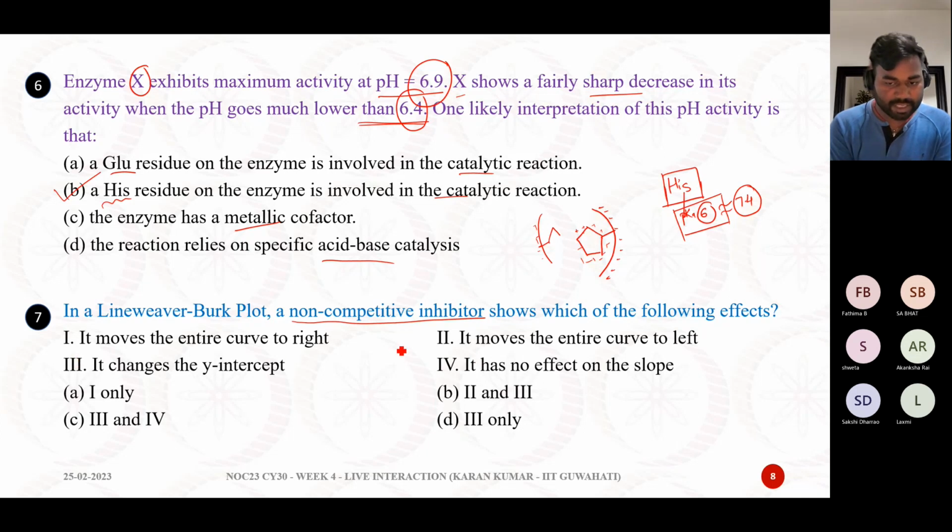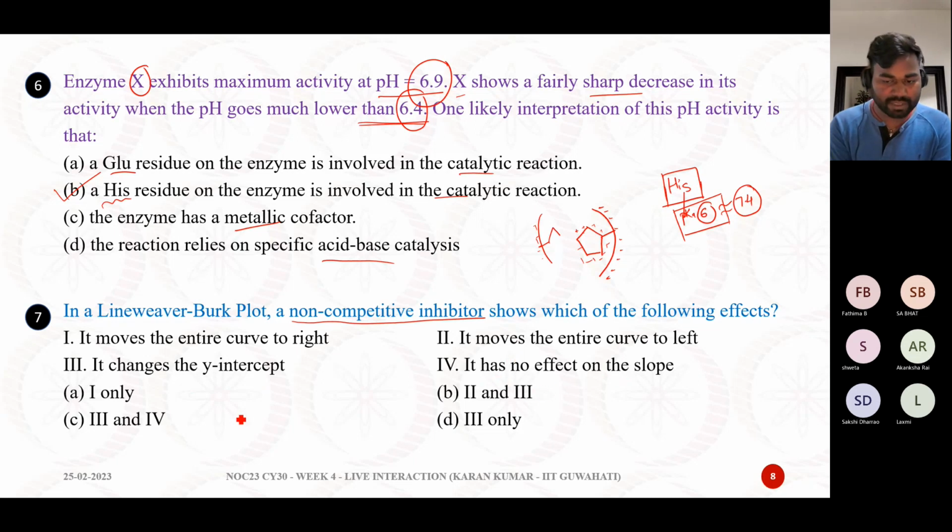These are the four statements that might be true or not, and you have to find out the option. Statement 1: it moves the entire curve to the right. Statement 2: it moves the entire curve to the left. Statement 3: it changes the y-intercept. Statement 4: it has no effect on the slope.